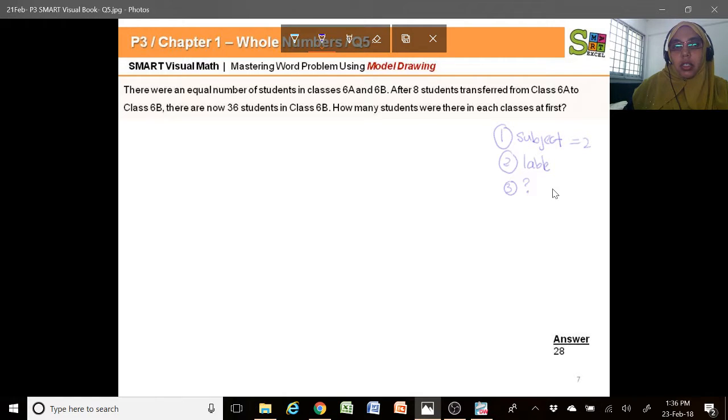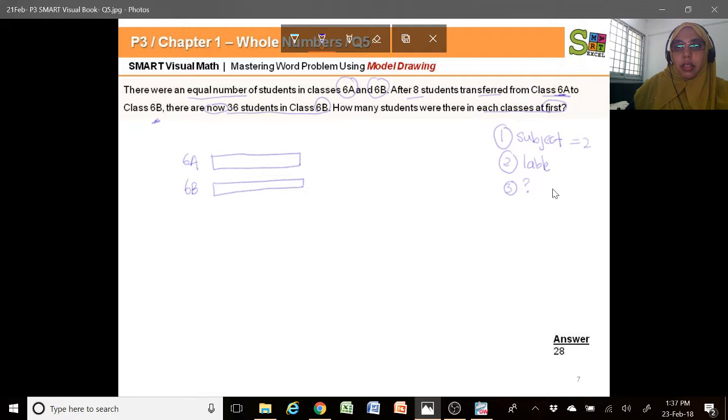Alright, so let's read again. They say that there are an equal number of students in 6A and 6B. After 8 students transfer from 6A to 6B, now there are 36 students in 6B. How many students are there in each class at first? So how do we do this? In terms of model, we're going to draw two models, right? You have your 6A and you have 6B. And you're going to draw them equal, like this.